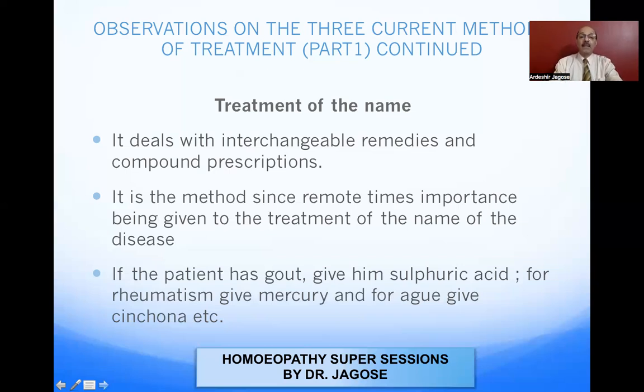It is the method since remote times, importance been given to the treatment of the name of the disease. So whichever system of medicine was flourishing during that time, it always gave importance to the name of the disease. So if you know the name of the disease, you could give the proper treatment. That is what the old school of medicine claimed. If the patient has got gout, give him sulfuric acid. For rheumatism, give him mercury. And for ague, give him cinchona, etc. So according to the name of the disease, the old school of medicine used to treat the patient. Examples are given here.